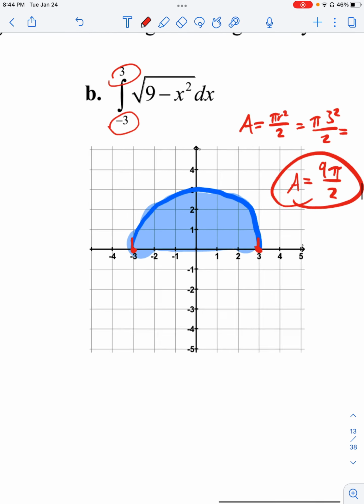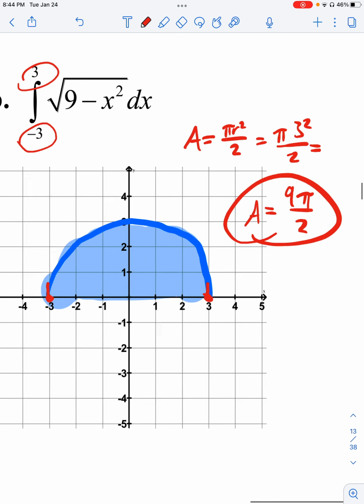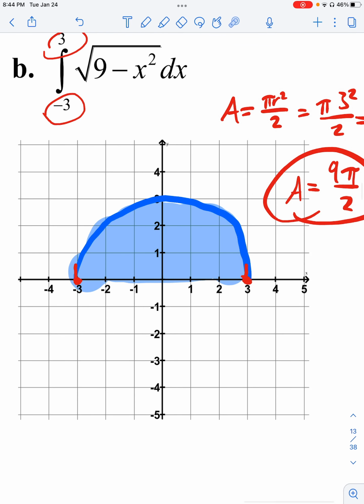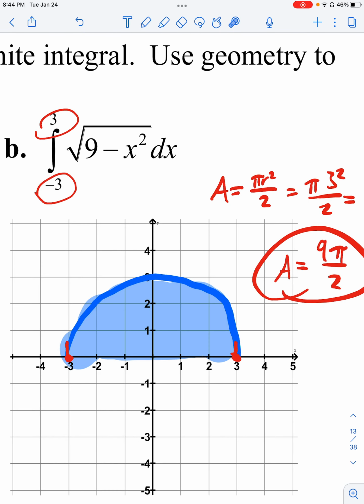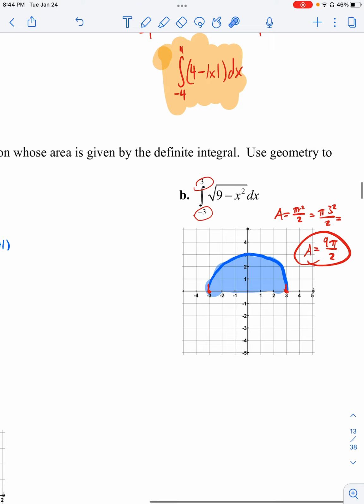So there's a caveat here. When the function is what's called positive semi-definite, so when the function never dips below the x-axis, when it's always above the x-axis, the integral is just equal to the area under the curve.